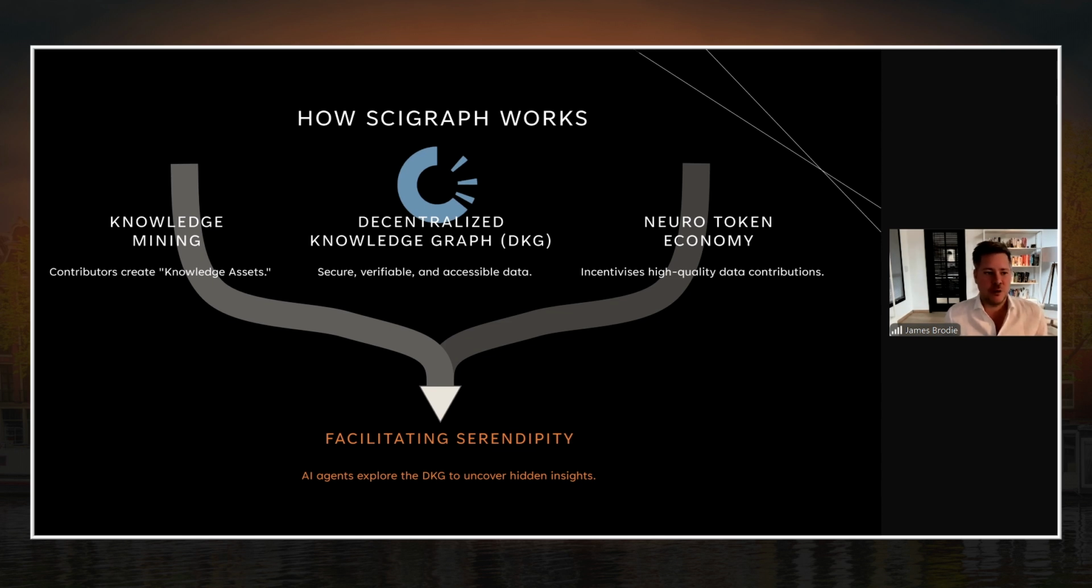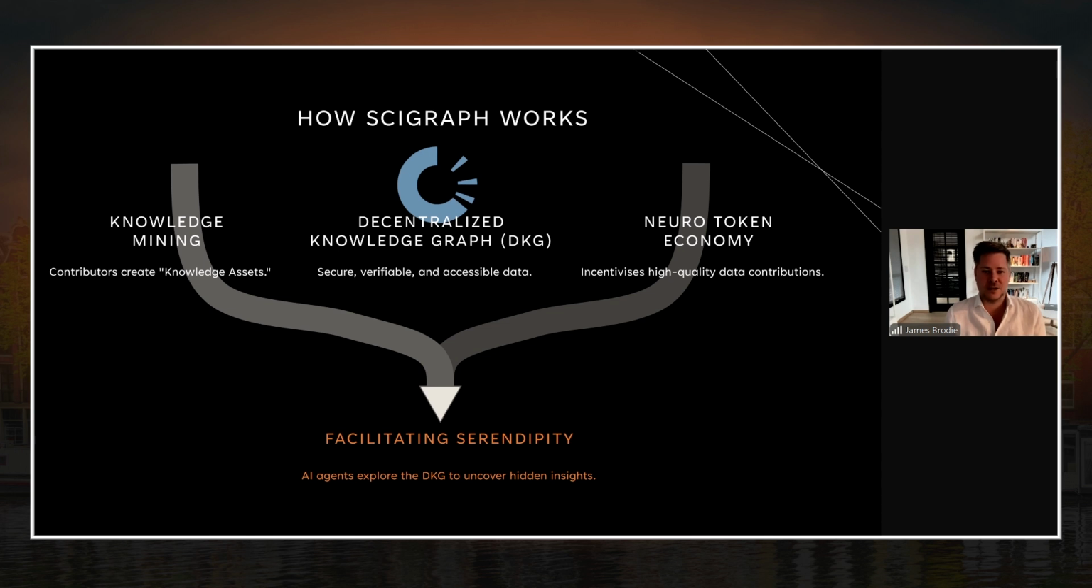Well, first of all, we have this idea of knowledge mining, where contributors come to SciGraph and they create and submit knowledge assets. These knowledge assets are basically valuable pieces of information, and they can be anything such as research findings, preprints, data sets. This could be, for example, sleep data from an Oura ring, or most importantly, publications as they hit the press. And all of these assets are stored on the DKG, which has been built by Origin Trail. It's a protocol. It has all of the data there, fully accessible, transparent if you want it to be, and it's verifiable and it's secure.